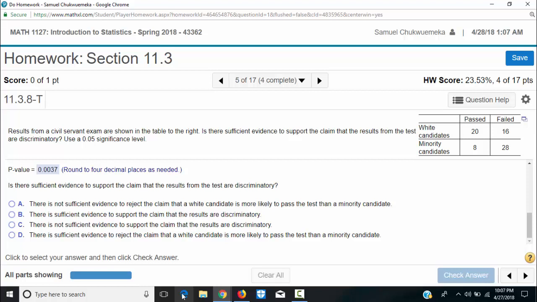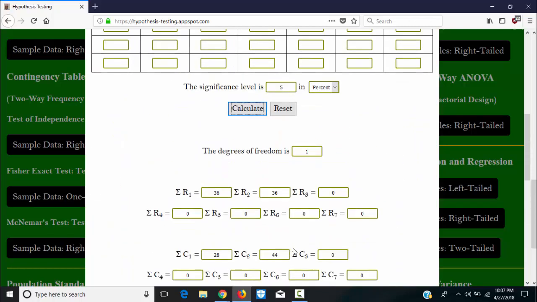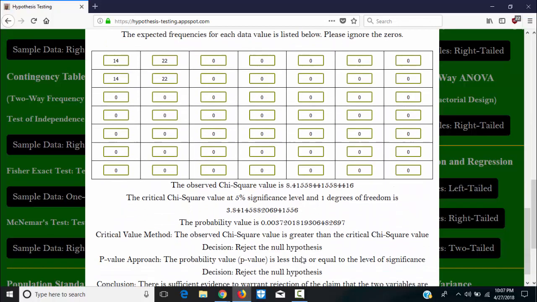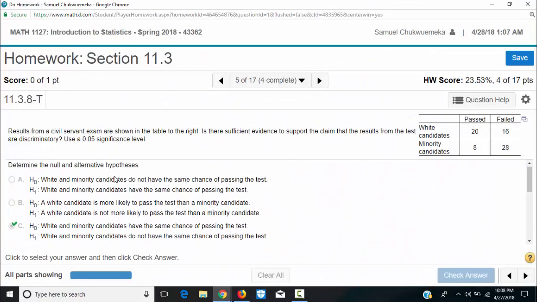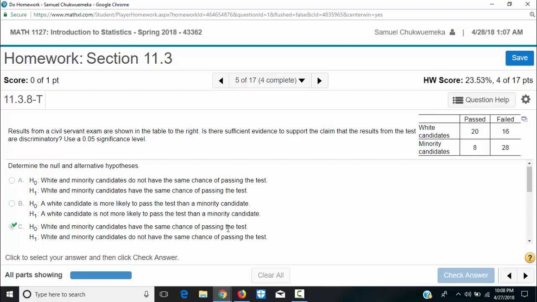So we look for that option here. There is sufficient evidence to reject the claim that a white candidate is more likely to pass the test. No, this is not that claim. We reject the null, which means that white and minority candidates have the same chance of passing the test.